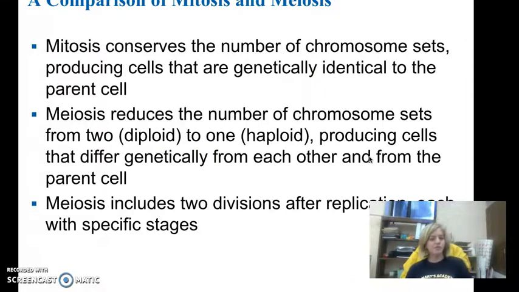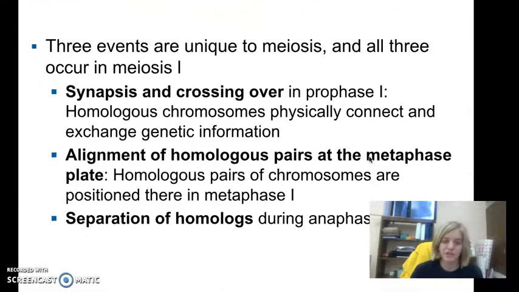Just as a review for you, because mitosis and meiosis are very similar, here are some differences and similarities between the two. So in mitosis, you get the same number of chromosomes in the new cells, and the new cells are genetically identical to the parent cells. Whereas in meiosis, it's a reduction division. So instead of having the same number of chromosomes, you go from 2 sets, diploid, to 1 set, haploid. And the cells are now genetically different from each other and from the parent. Meiosis also includes 2 divisions as opposed to 1 after DNA replication. Mitosis only goes through 1 round of division.